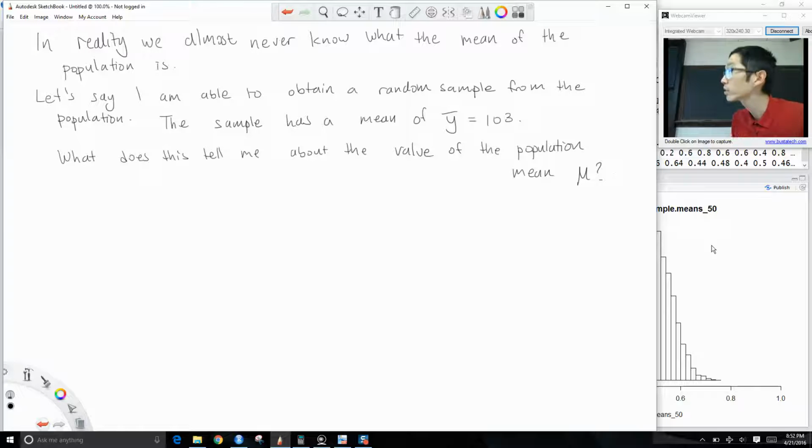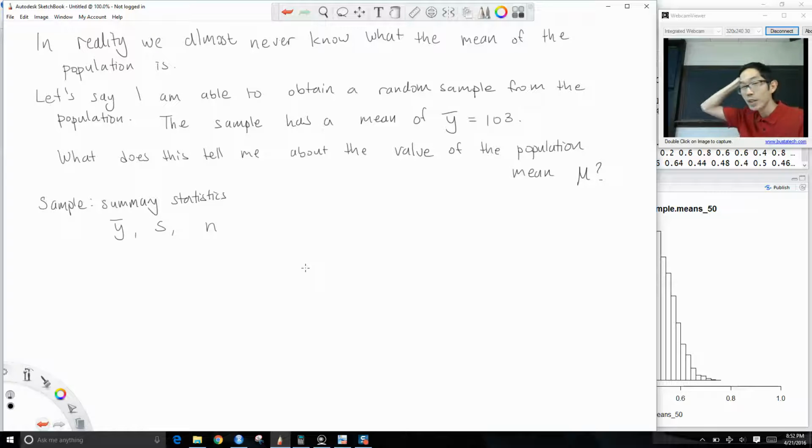Okay. So, from our sample, we can get sample summary statistics. We can get y bar, we can get the standard deviation, and we can get the sample size n. So we can get this information from our sample.